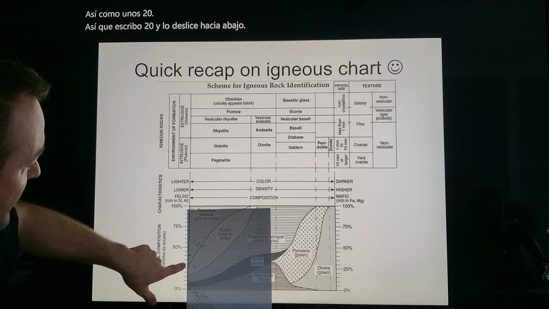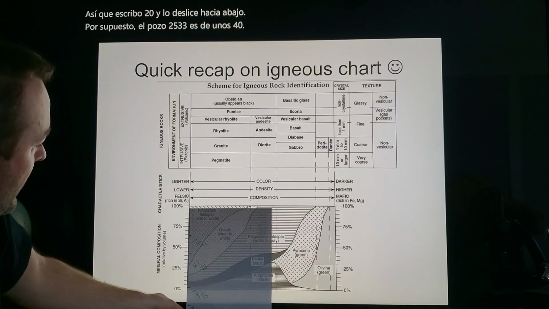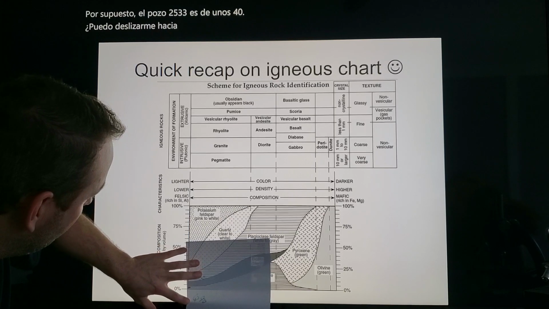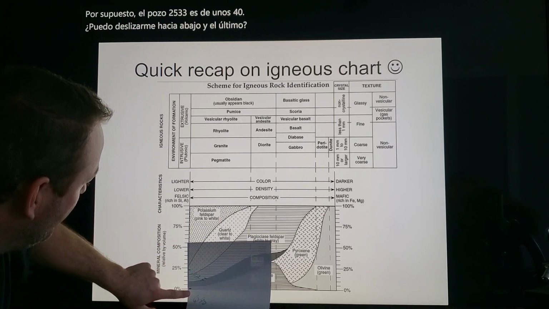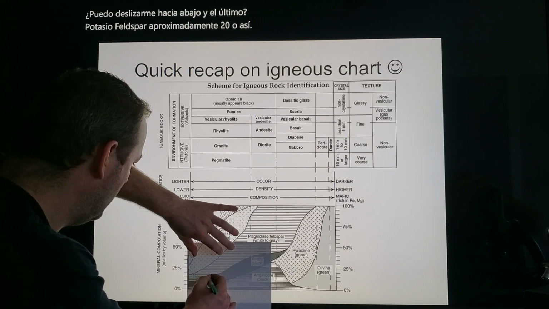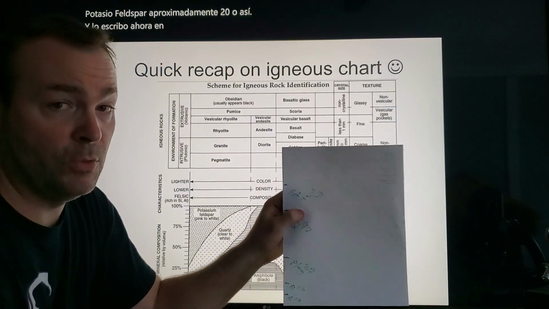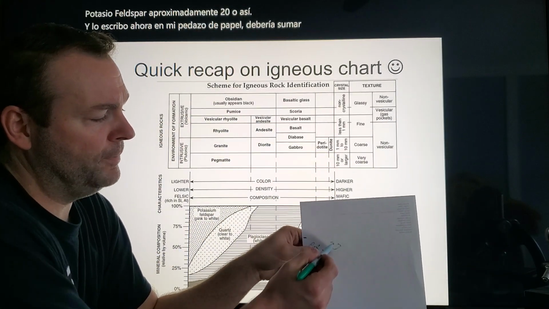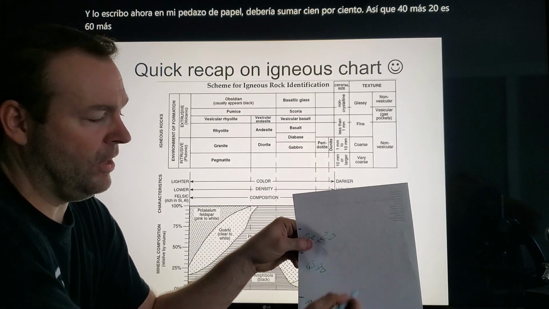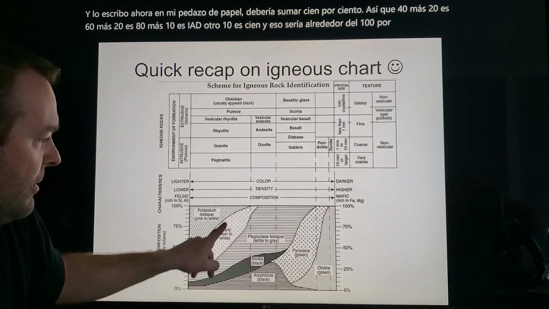Quartz, well, 25, 30, that's about a 40. And I slide down. And the last one, potassium feldspar, roughly 20 or so. And I write it in. So now on my piece of paper, I should add up to 100, right? About 100%. So 40 plus 20 is 60, plus 20 is 80, plus 10 is 90, another 10 is 100. And that would be about 100% of the mineral composition in your average granite. Remember to go down from the center.